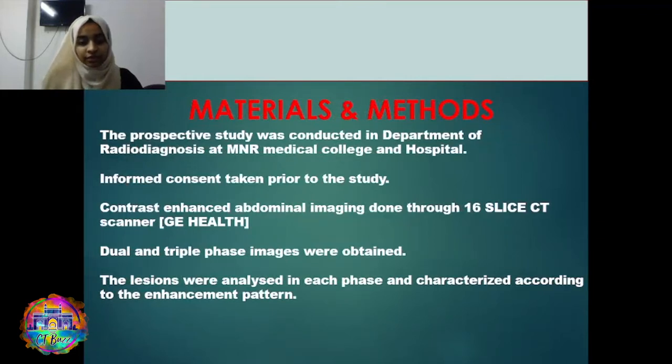Informed consent was taken prior to the study. The CT scan is done with a 16-slice CT scanner, GE Healthcare. Dual and triple phases are obtained whenever necessary. The lesions are analyzed in each phase and characterized according to the enhancement pattern.